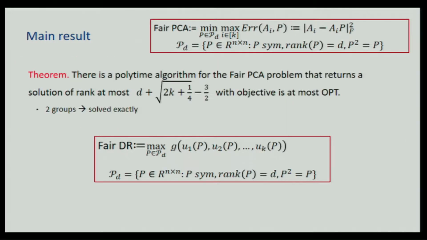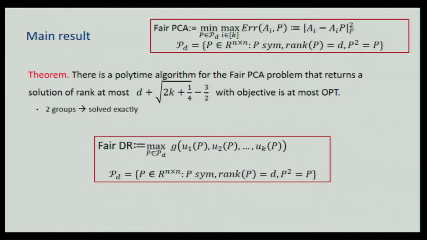This is actually a special case of the main result, which is that for any number of k groups, there is a polynomial time algorithm which will give you a solution whose cost is at most the optimum cost for k groups, but the rank will be violated by square root of k approximately. Right, so instead of rank d, you'll get rank d plus square root k. Okay, rank d times k is trivial. You just take the k different best possible maps for each one. Take the union.